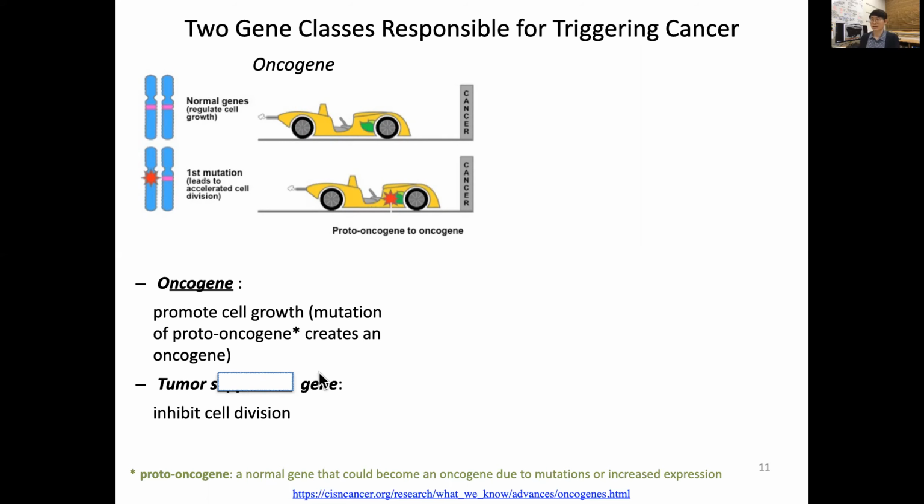On the other hand, there are genes that suppress cell division. They are always checking, preventing tumor formation. And that gene we call a tumor suppressor gene. So if we consider this as a car, it's like a brake system.